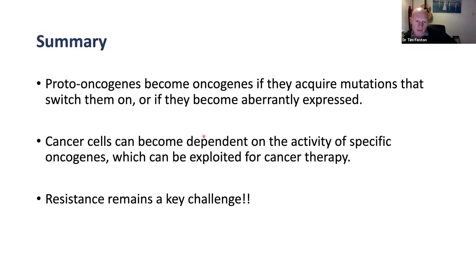But we can take advantage of knowing about these oncogenes because we know that cancer cells can become dependent on their activity. And this means that we can use these targeted therapies. There are now over 75 of the protein kinases in our genome that have had approved therapies for cancer directed against them. So this is a really rich field for the development of new medicines for cancer.